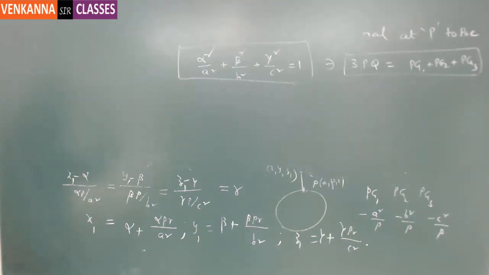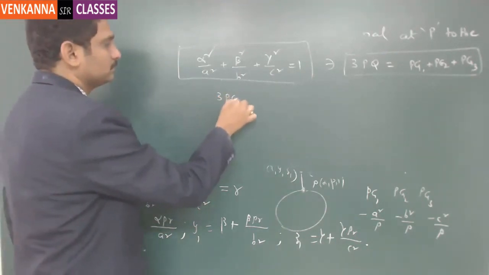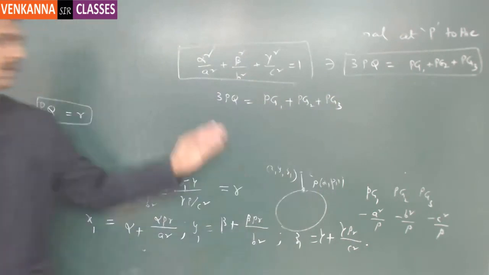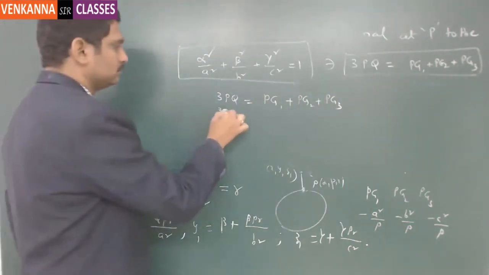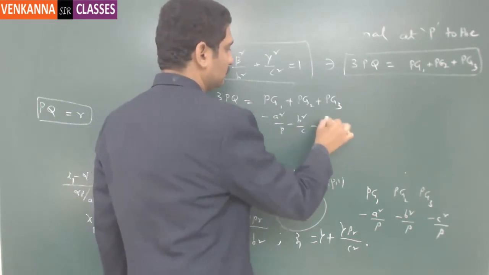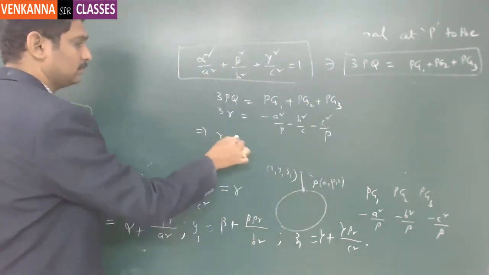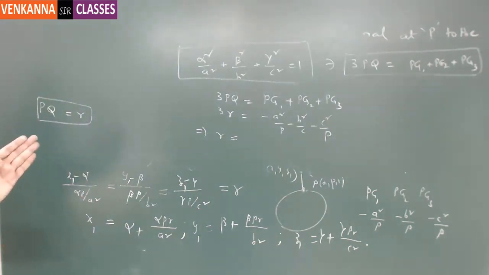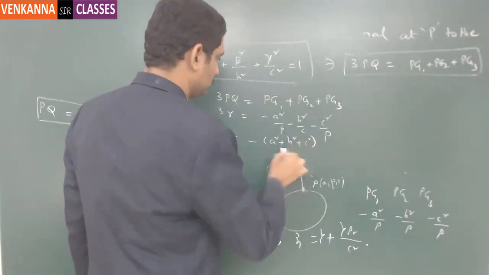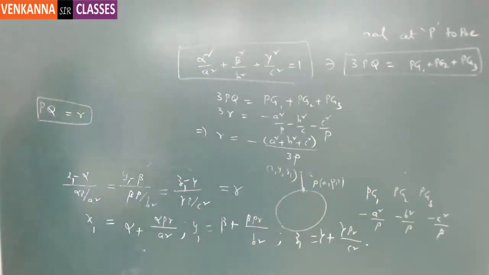Now I am going to substitute the respective values. Let us take that the distance between the 2 points PQ is equal to R. We have one equation given, in this, let us substitute the values. So 3R is equal to, from this you will get the value of R as shown.